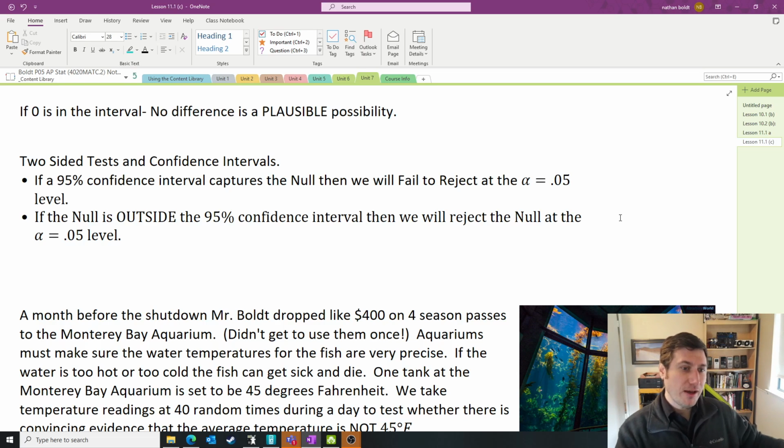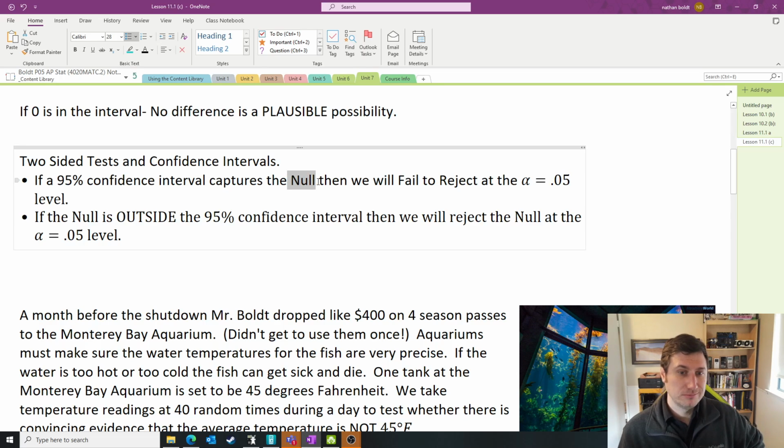If the 95% confidence interval captures the null, then we would fail to reject the null if we did a significance test instead at the alpha 0.05 level.